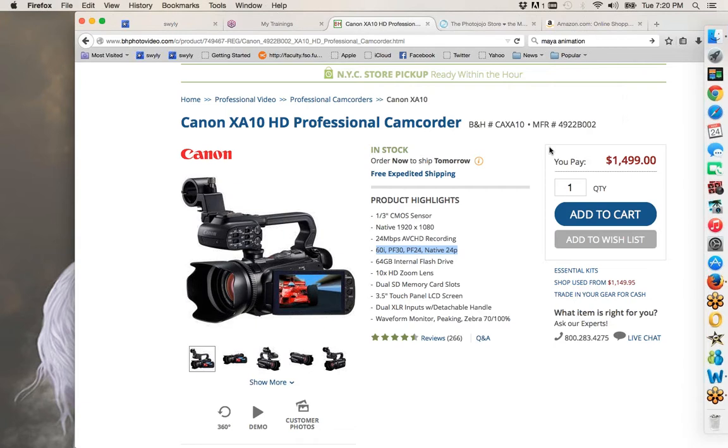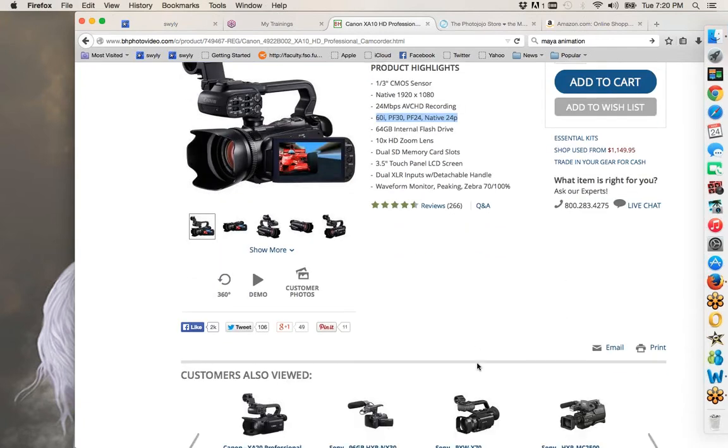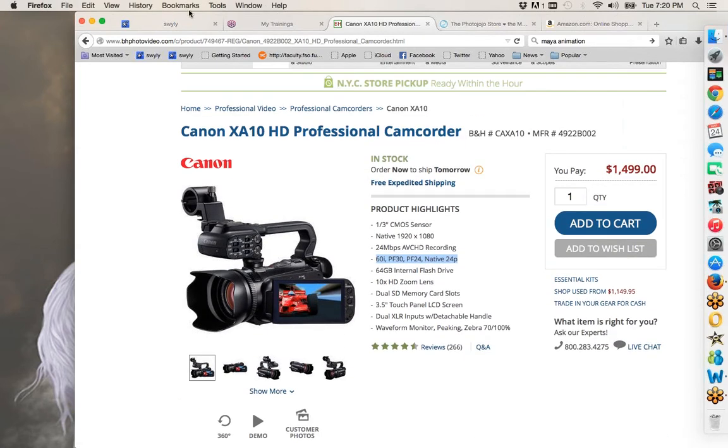And so at a certain point, you have to ask yourself, how many projects am I going to shoot every year? And could I rent something like this locally? Would it be worth renting? And look at it that way, because here's the other thing.